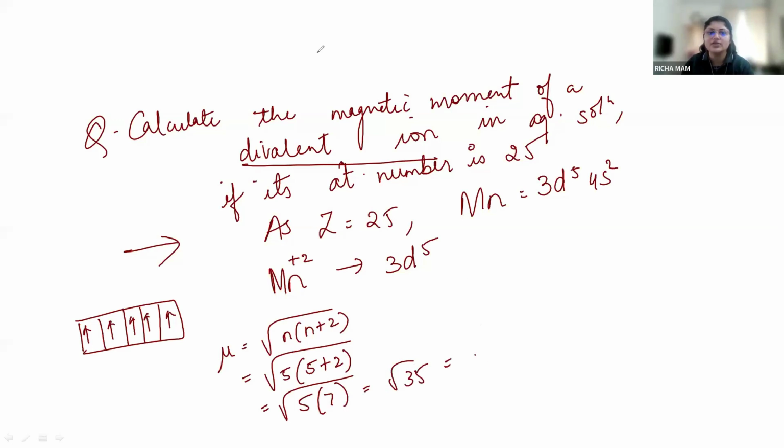Take the square root of 35. The square root of 35 is 5.91 Bohr magneton. Yes, correct. Shri Varuni and Nafisa have answered it right. Good. Okay, next question.